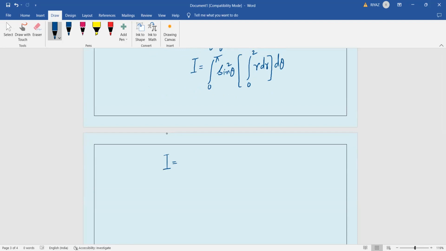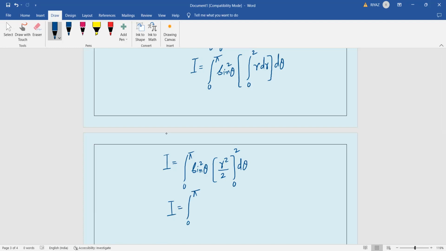Next, this is 0 to pi, sine square theta. This is integration of r will be what? r square by 2. The limits are from 0 to 2. This is d theta. Now upper limit minus lower limit. I is equal to 0 to pi.